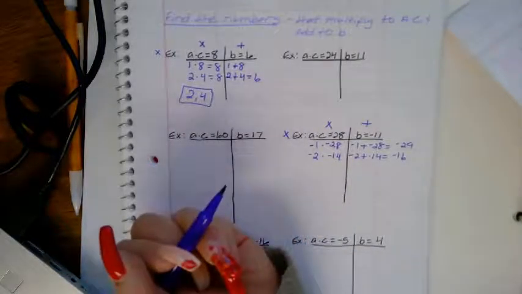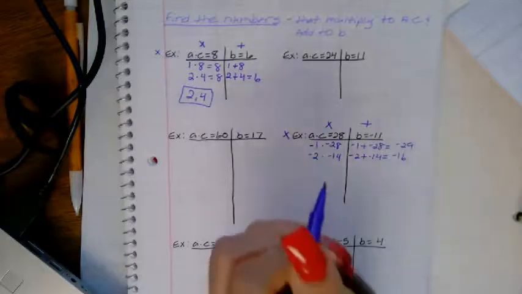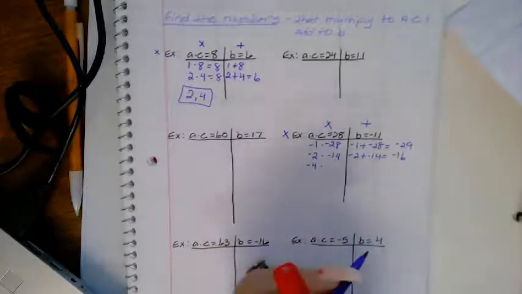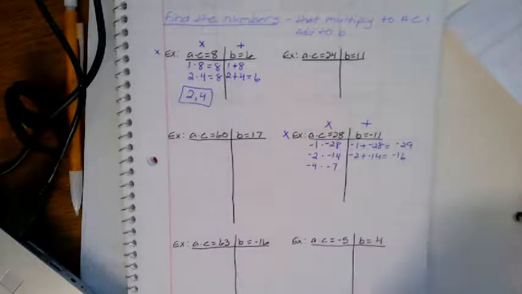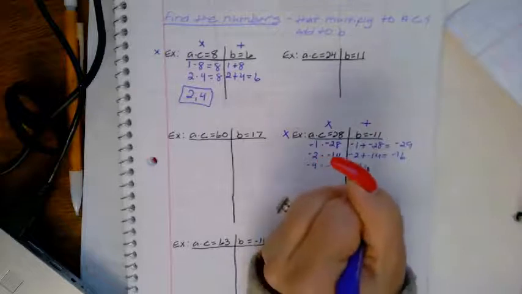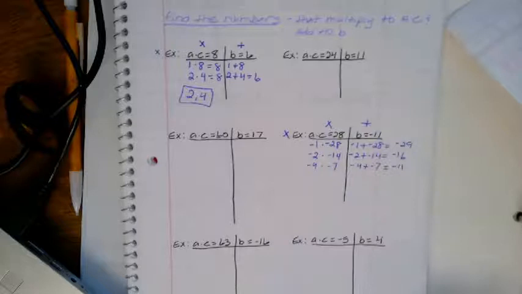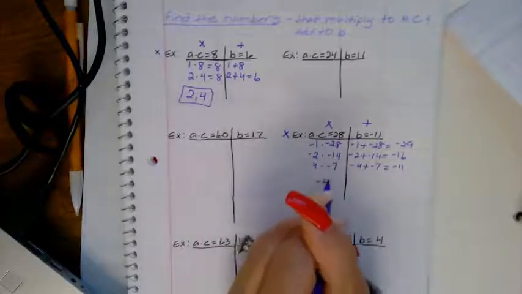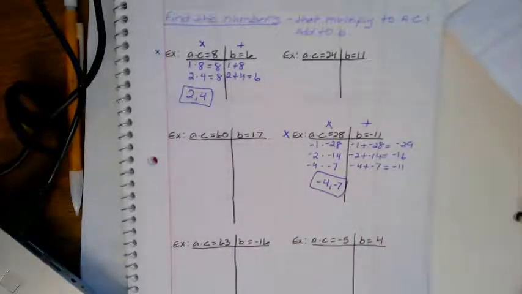Now, let's see, we can't use 3 because 3 doesn't go into 28. Okay, hold on, keep your thought. So let's jump to negative 4, because we can't use negative 3. Negative 4 times negative 7 gives us our positive 28, and if we add them together, we get our negative 11, right? So we found our two numbers, correct? They're going to be negative 4 and negative 7. Any questions? Does that make sense so far?